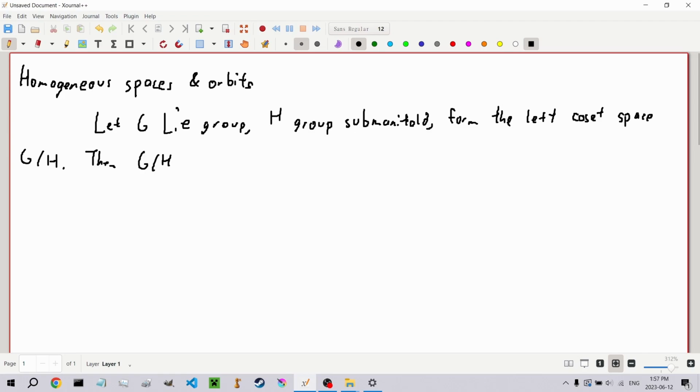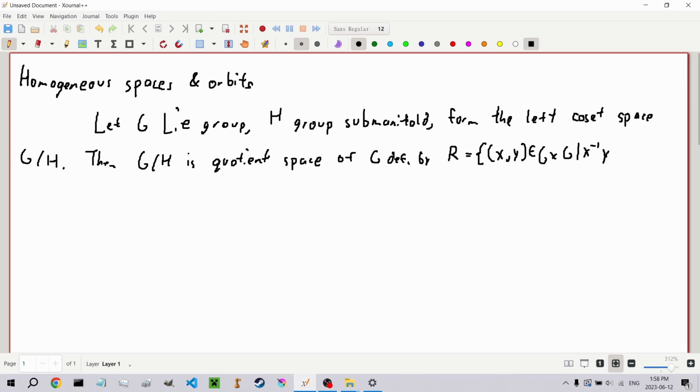Then G over H is the quotient space of G, defined by the equivalence relation R, giving that x, y are said to be equivalent if x inverse y is in H.